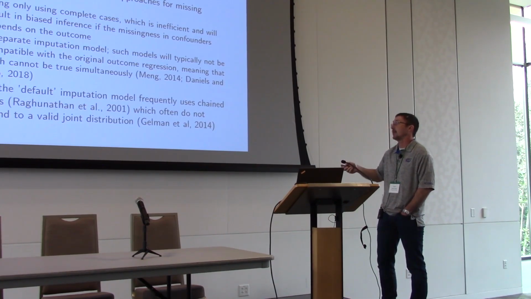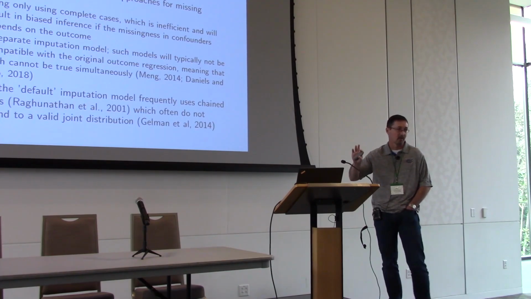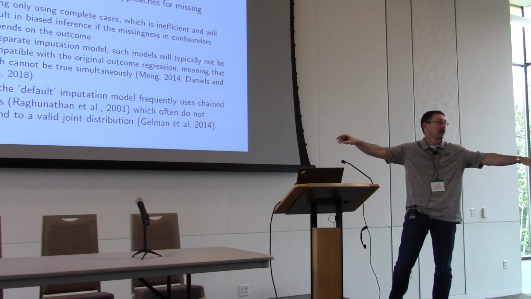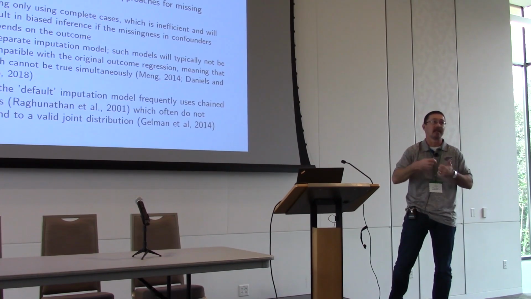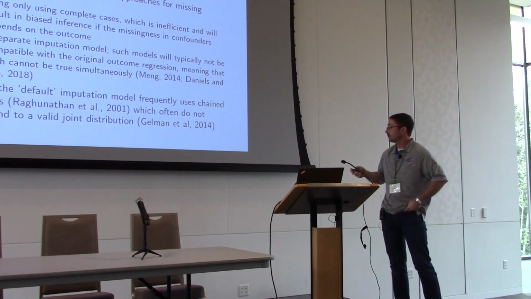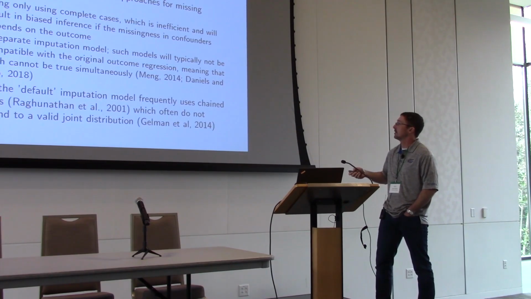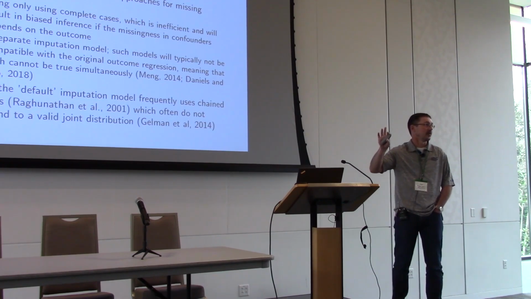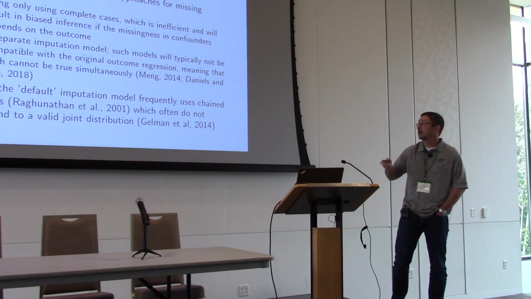And once you start doing a separate imputation model, there's pretty much no chance it's going to be true simultaneously with your outcome regression model. They're likely going to contradict each other, so you can't get consistent estimators of causal effects. And a lot of the default imputation models that are used, as we know, use that chained equation approach, which doesn't even give you a valid joint distribution in most situations.